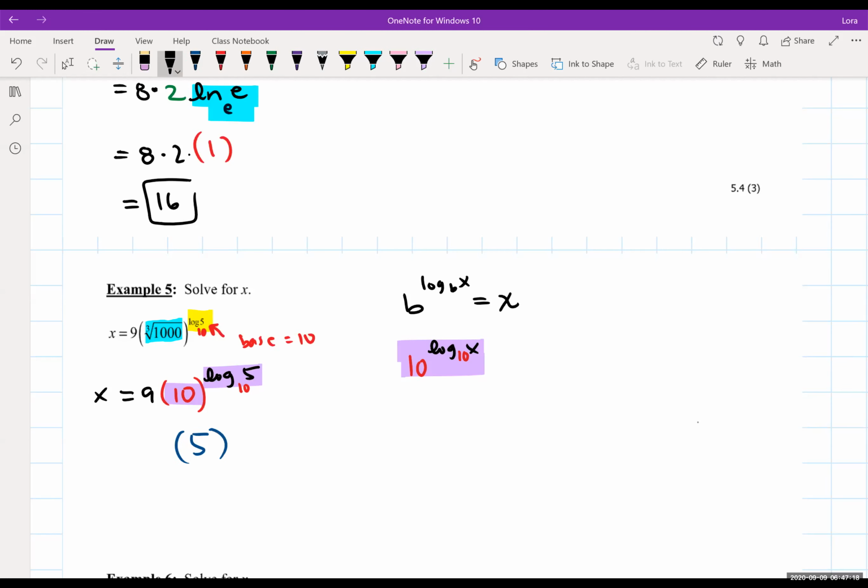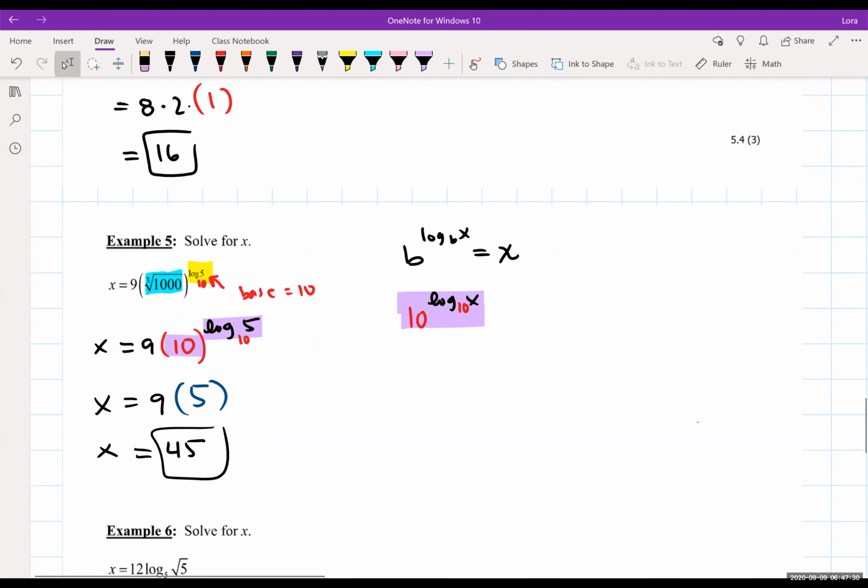So we still have the 9 being multiplied. X equals 9 times 5. That gives us 45 as the result. So a little tricky, but take your time, simplify what you know, and see if you can match it to a property.